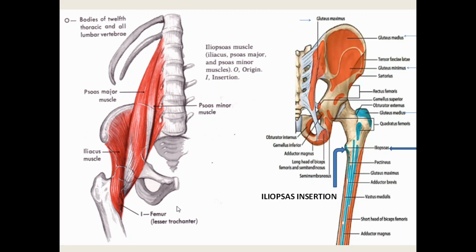This is the lesser trochanter. Now come to the right side. You see the iliopsoas insertion. Here is the lesser trochanter that you saw in X-ray, and this is the greater trochanter. So on the lesser trochanter, the iliopsoas muscle is inserted.